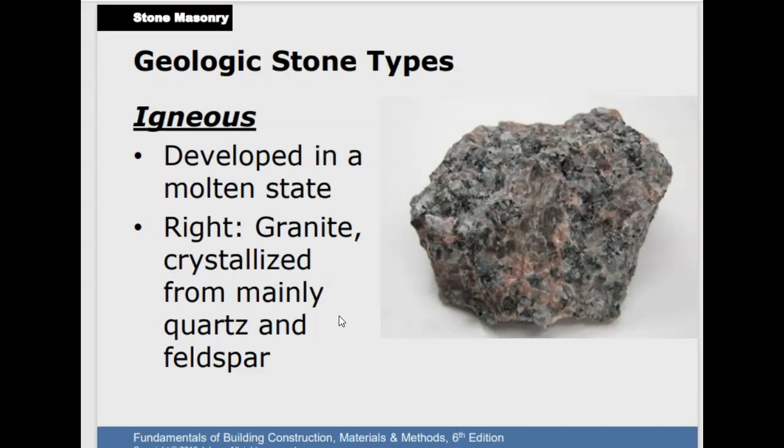Let's discuss the geologic stone types. Different kinds of rocks for different purposes, all having a beneficial value and use. Igneous rock. This is developed in a molten state. This object that we see now is granite. It's been crystallized and mainly quartz and feldspar. It has a glossy appearance, very tightly compacted molecules, and is formed over time.